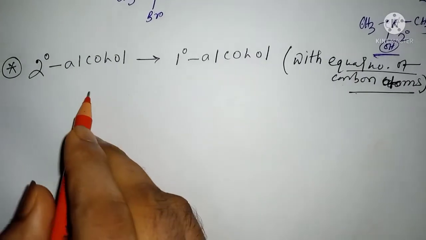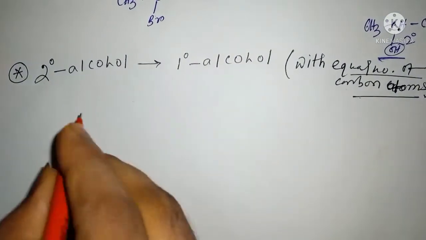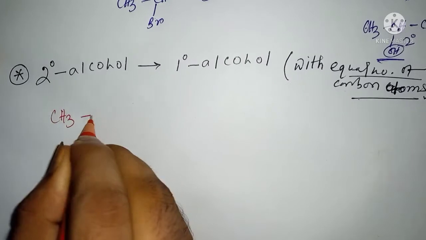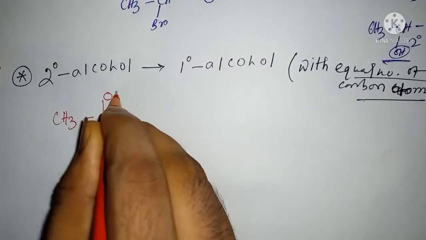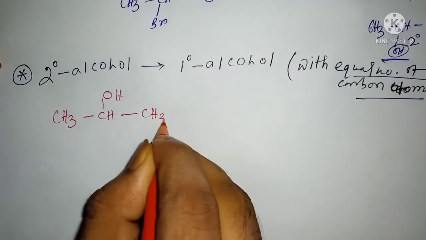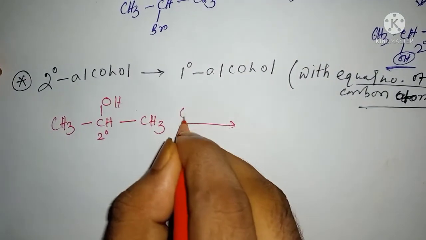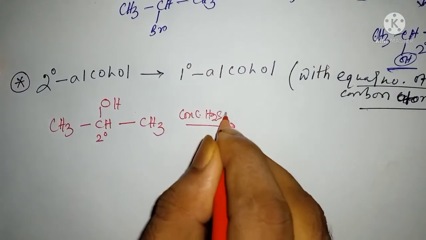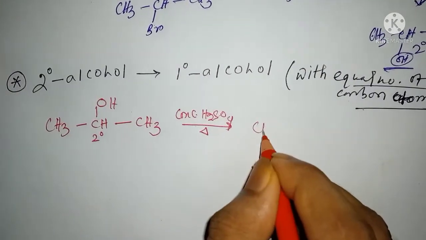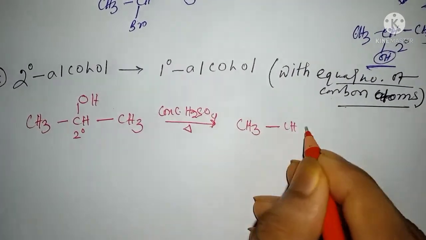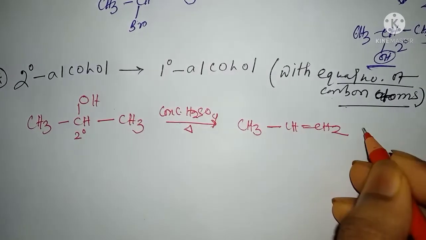Next conversion, 2 degree alcohol to 1 degree alcohol. So example: CH3CHOHCH3. This is a 2 degree carbon, so this is a 2 degree alcohol. First addition: concentrated H2SO4, heat. So it forms the alkene CH3CH=CH2.